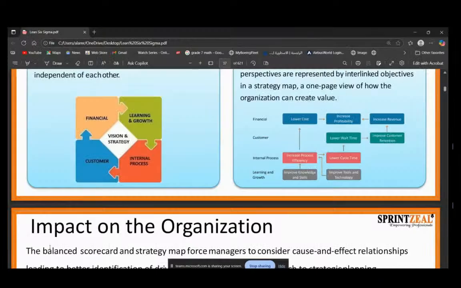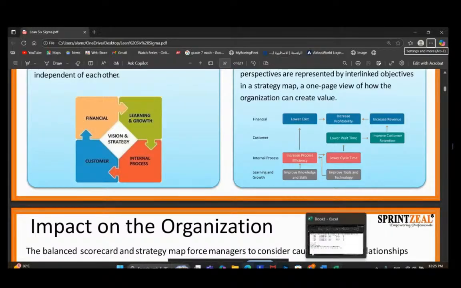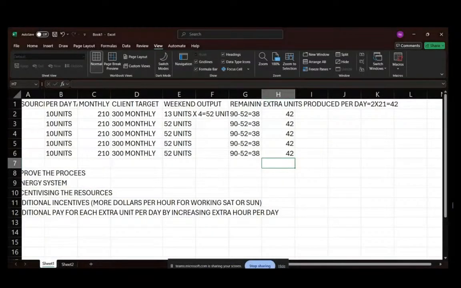Now, the first one in the strategy map that we have been reading says: lower cost, increase profitability, increase revenue. Okay.